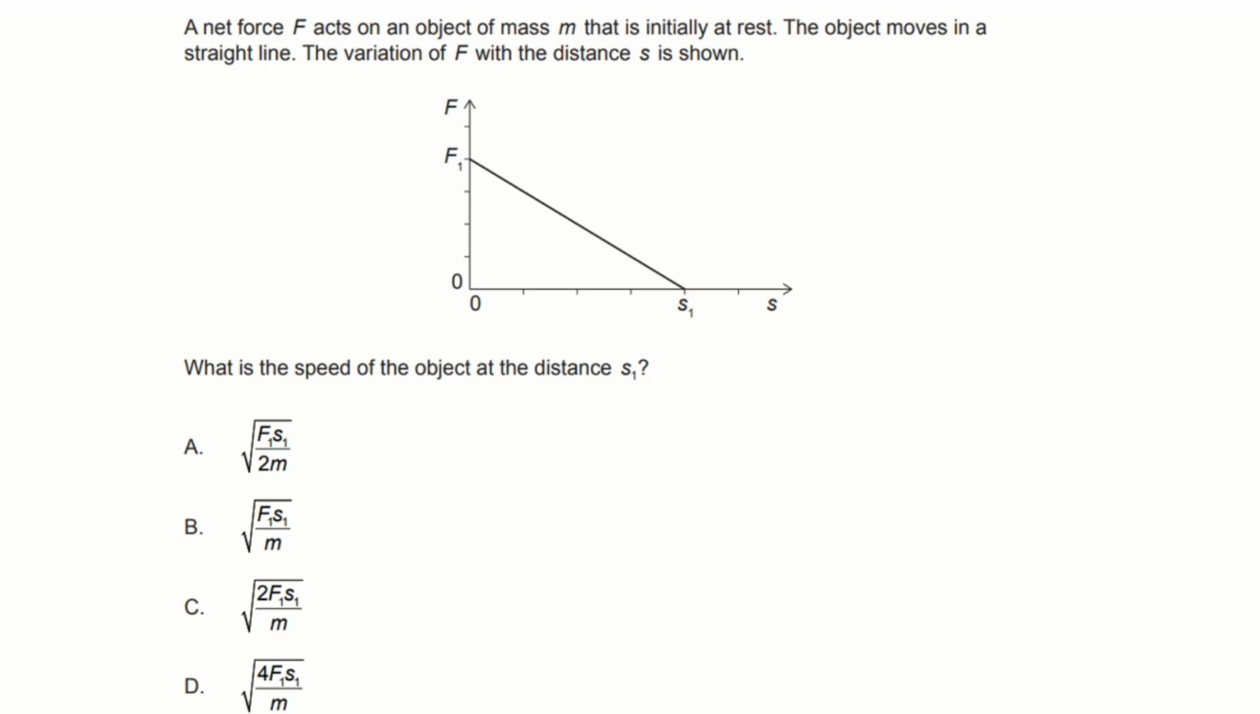Okay, here we are with a graph of force versus displacement. So it's a non-constant force acting on an object of mass m, which is initially at rest, and we're asked to find an expression, so no numbers here, of the speed of the object. So take your time to have a go, and then when you're ready, watch on, see my answer and compare with that.